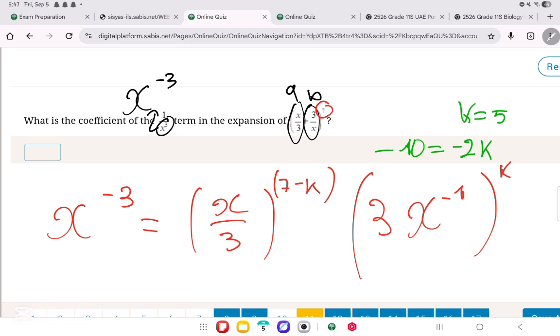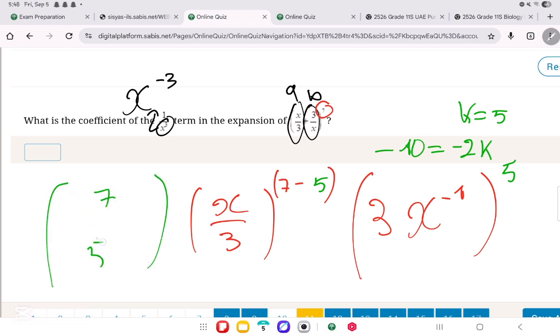Now what do we do? We substitute k with 5. Now, what did we forget to do? We forgot to put the combination. What's the combination in this case? It is 7, 5. So let's put it on the calculator. It's supposed to be 7 combination 5, which is 21, times this 7 minus 5 is 2, x squared over 9 times what?